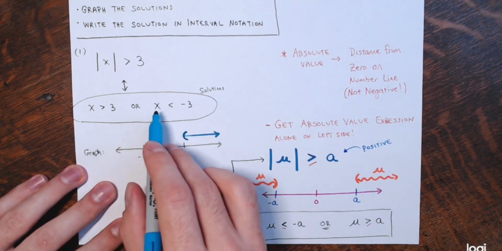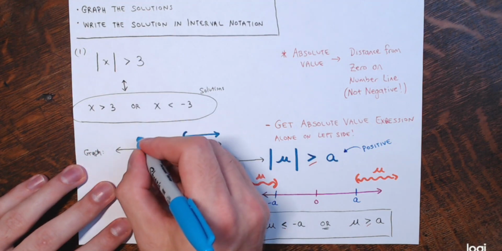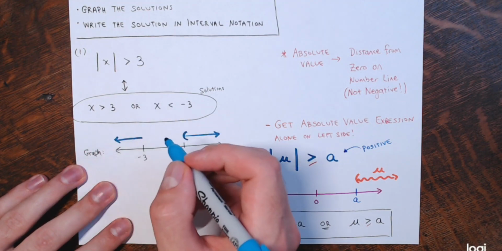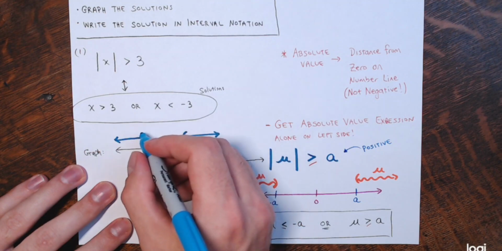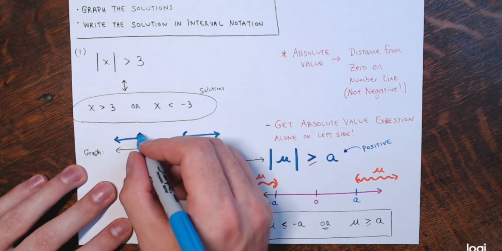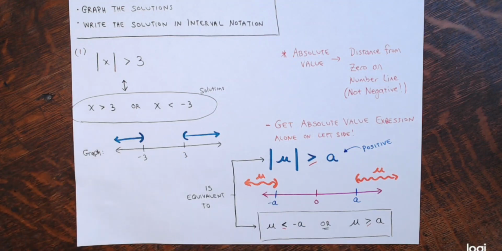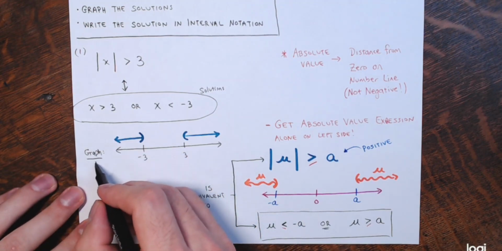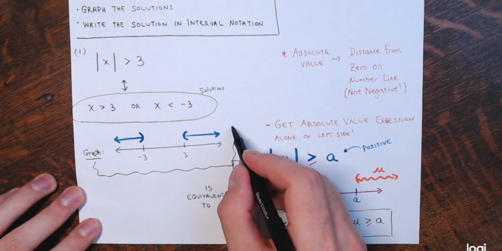Or all the numbers to the left of negative 3 would be solutions. All the numbers less than negative 3, but not negative 3 itself. So again, a parentheses or an open point on negative 3, and there you go. There's a picture of all the solutions on a number line.